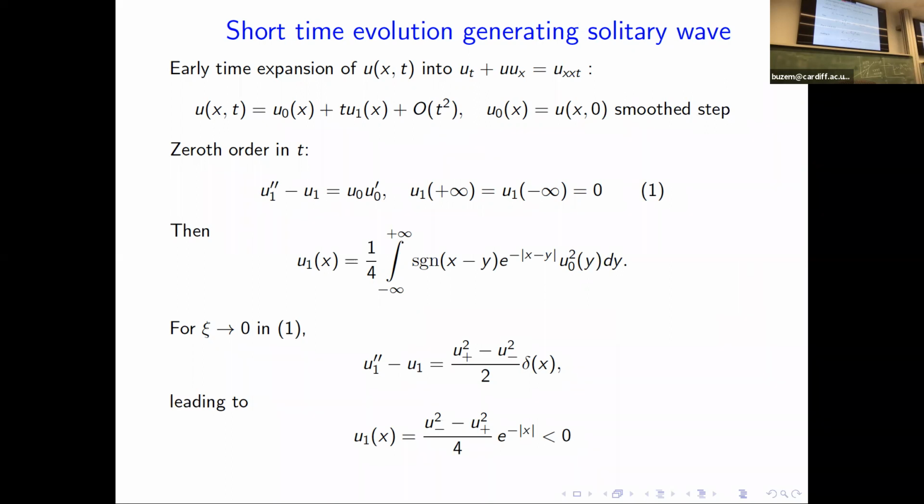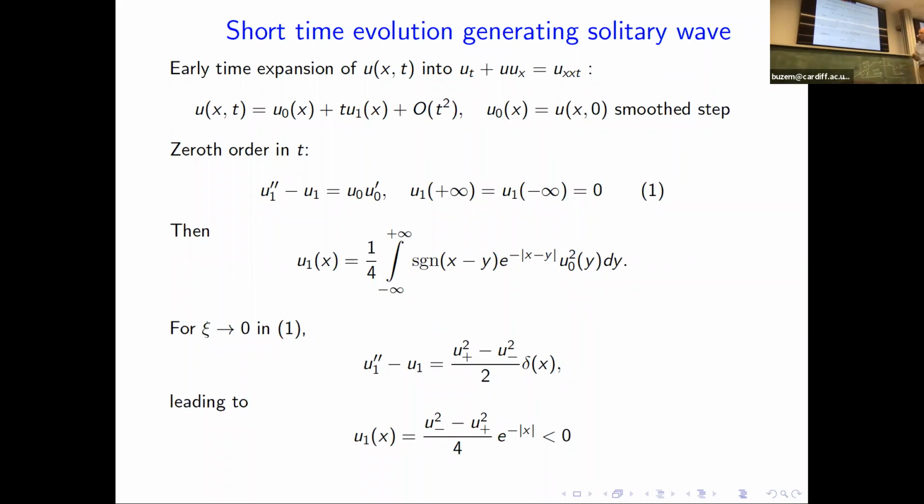So we look at the early time and do an expansion. U0 of x is that smooth jump, and then there's a first order term, t times U1. This is amazingly naive, but it works. We substitute into the equation, and we get a term from U0 on the right-hand side and a linear term on the left-hand side. And we have boundary conditions: U1 has to go to 0 at infinity. We can solve explicitly for U1.